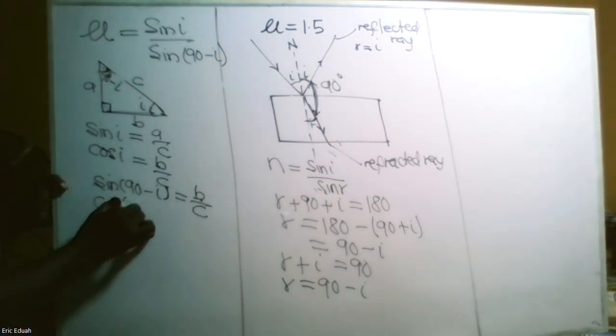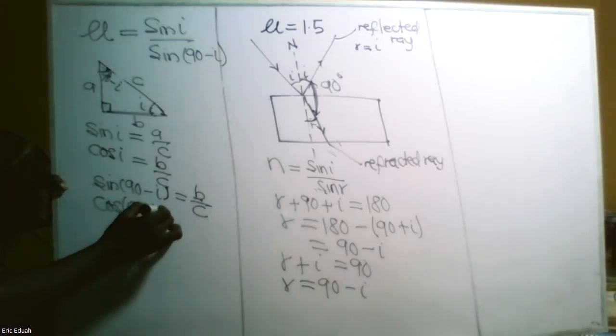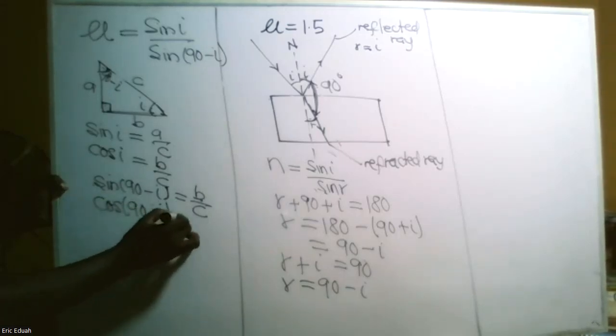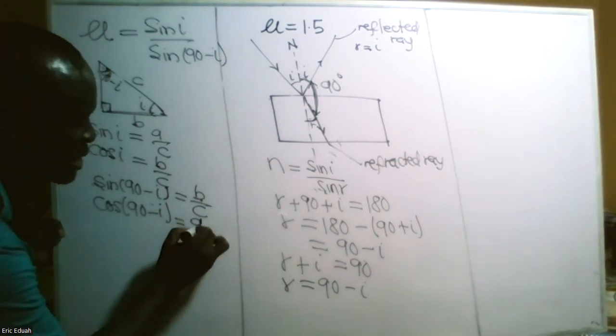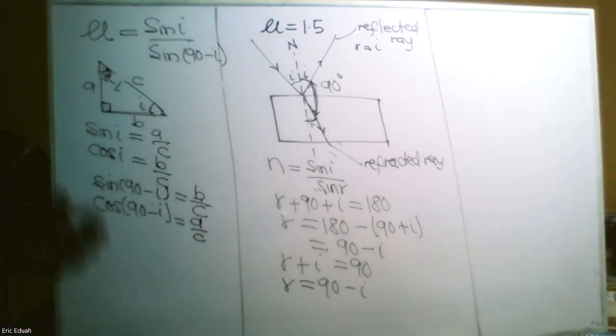What about cos 90 minus I? Ileana. Cos 90 minus I. It would be A on C. A on C. Please, if you are called to answer, let's manage time, okay?